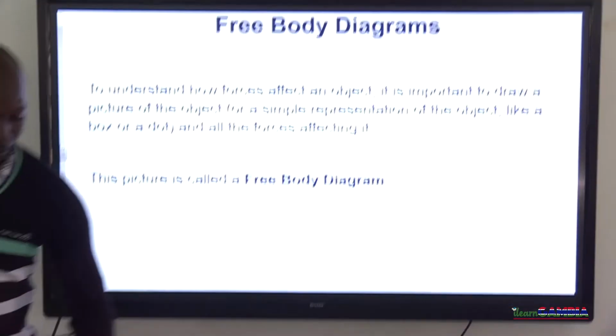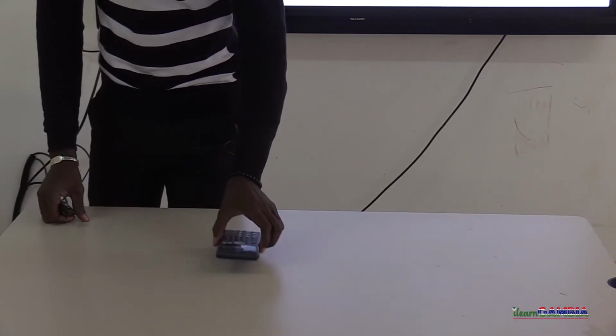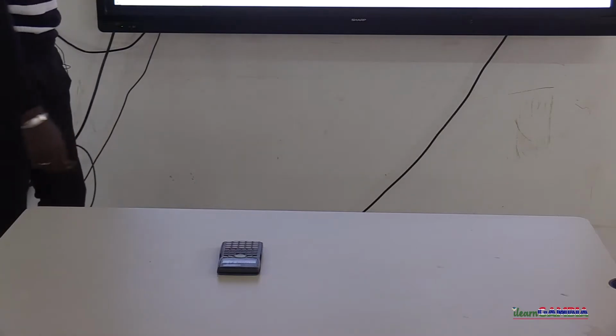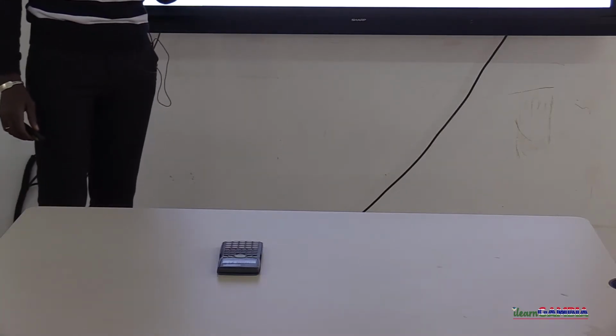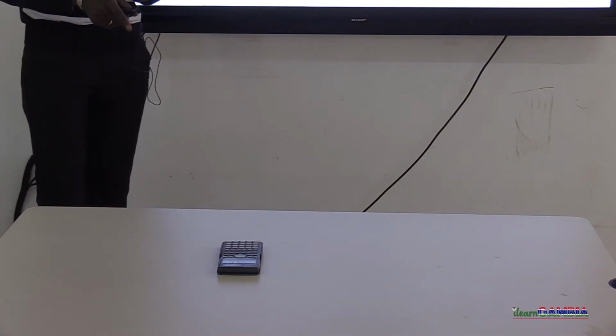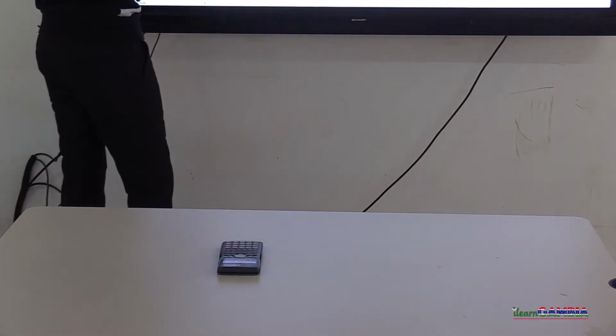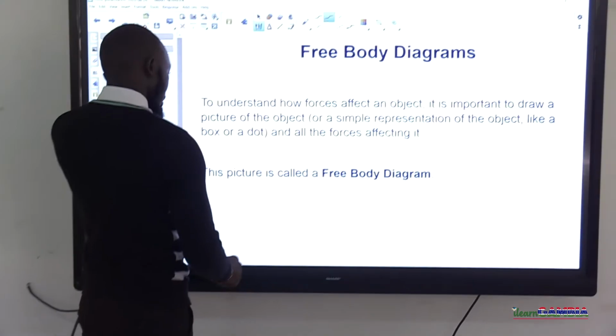For example, I'll use this calculator as an object. Now this object is resting on this table here. Now the free body diagram of this object will help you identify all the forces that are actually acting on this object. That will also help you to know how you approach this whole thing.